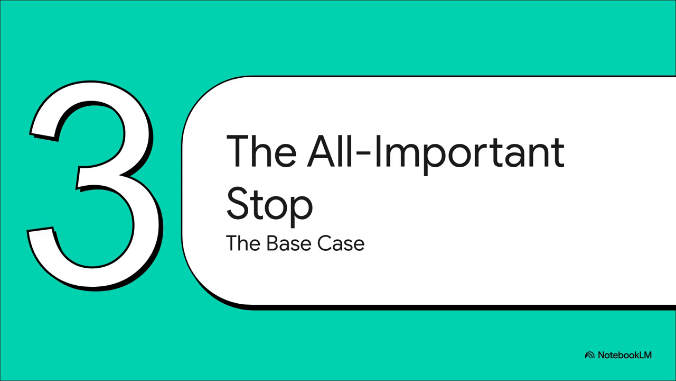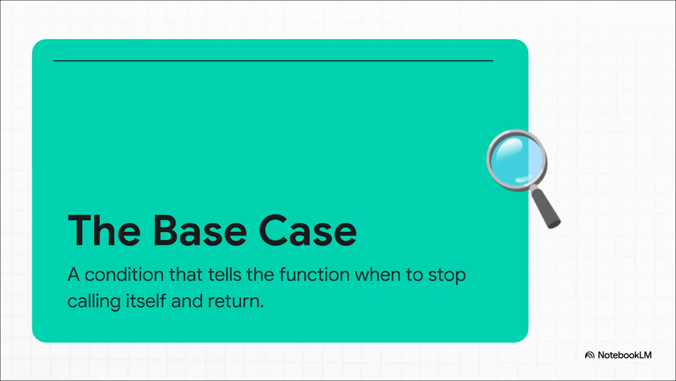Simple. We need a stop sign. We need an exit ramp. And in the world of recursion, that stop sign is called the base case. This is, without a doubt, the most important part of any recursive function. It's just a simple condition, an if statement, that basically says, all right, that's enough, stop calling yourself, we're done here.